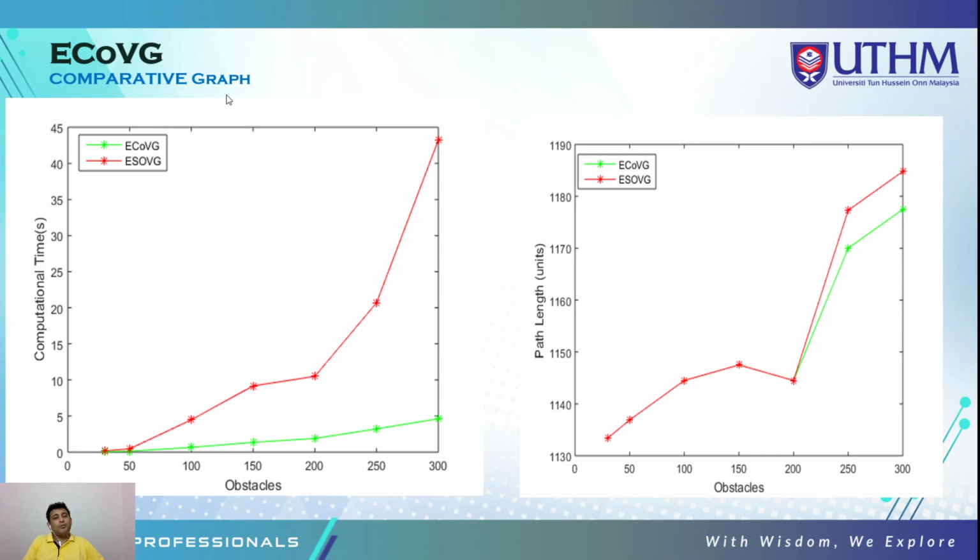So if you see the comparative graph, in computational time EQVG is very low and ESOBG is very high. Again, in path length, until 200 obstacles it is all the same, but from 200 to 300 obstacles, ESOBG is a little bit higher.